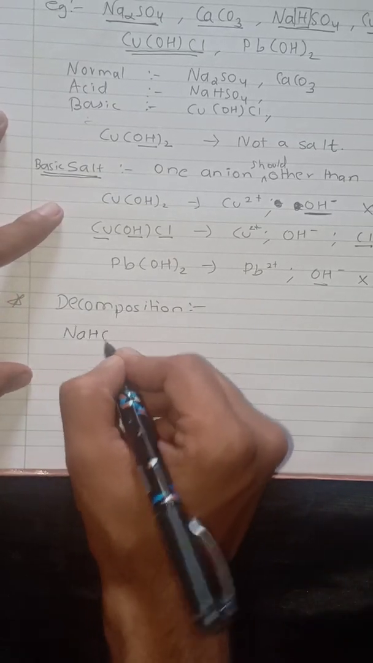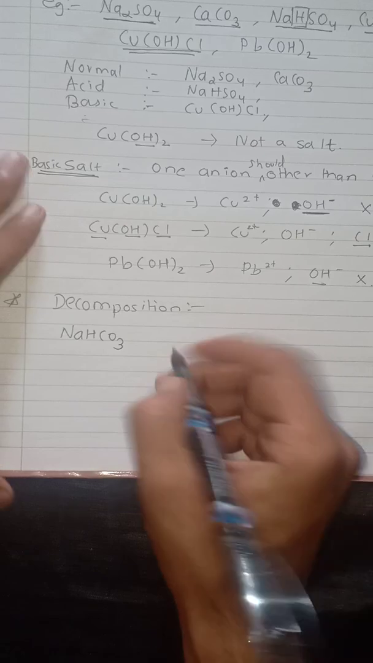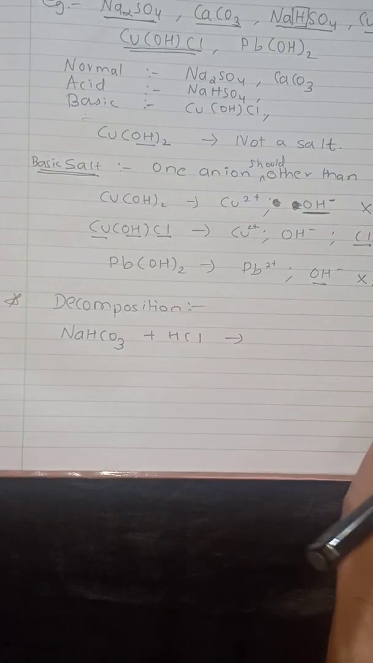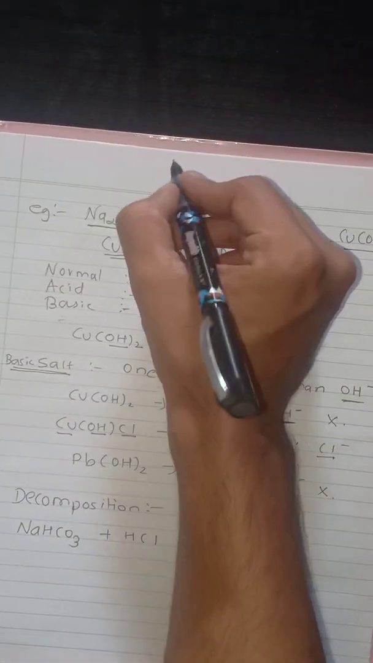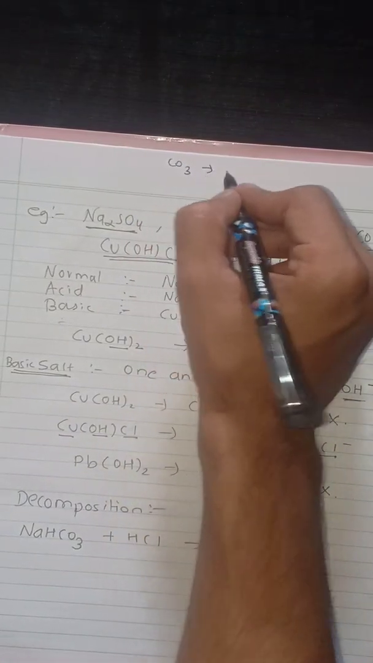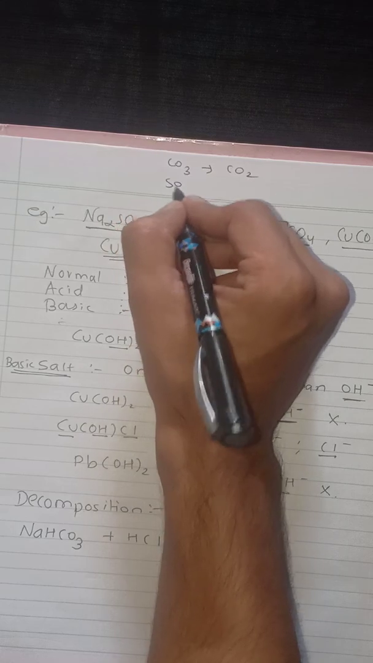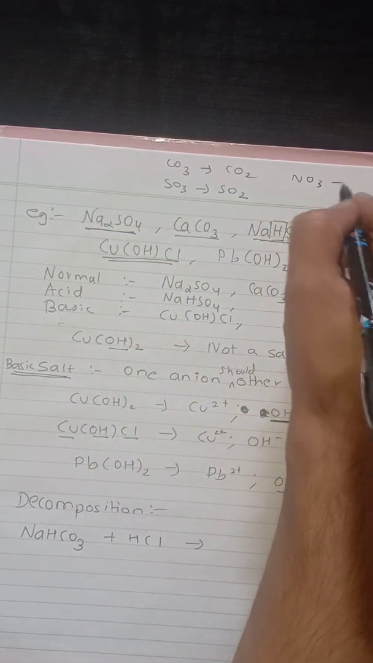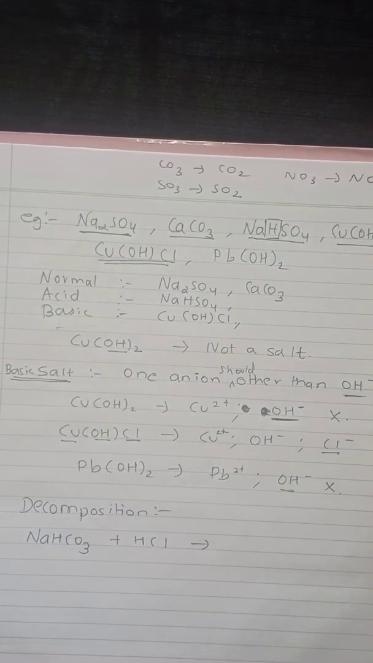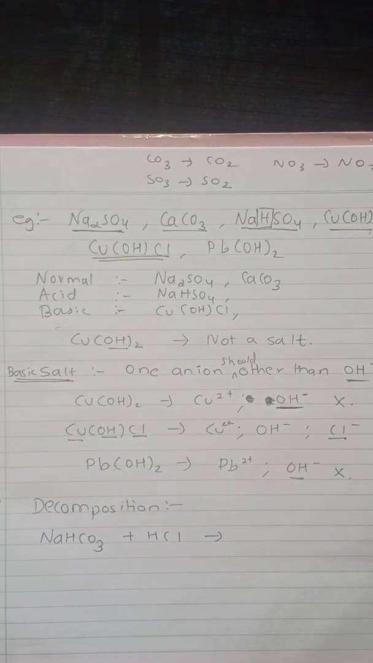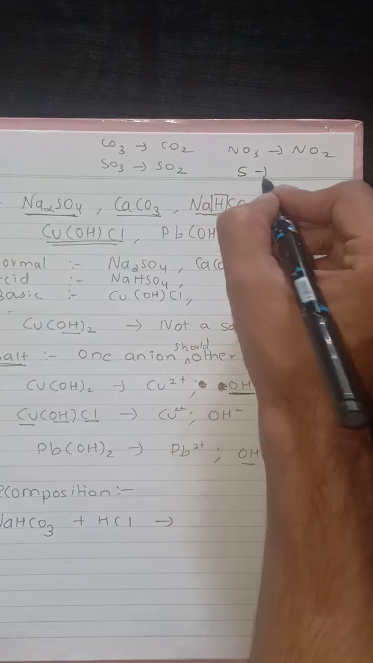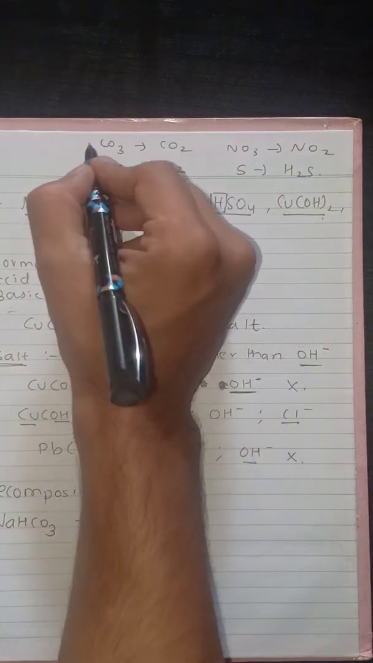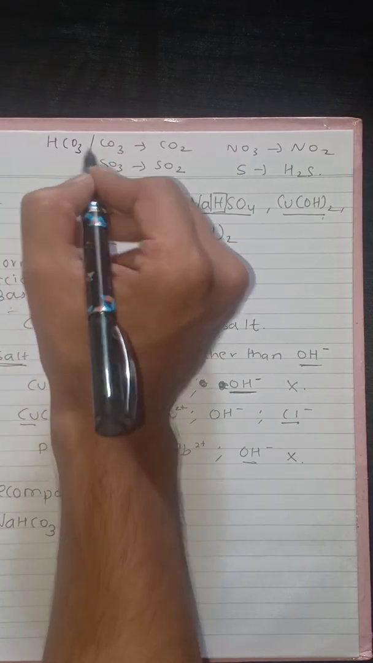See, if I take a salt and make it react with HCl, the logic says, if it's a CO3, it should release CO2. If it is SO3, it should release SO2. If it is NO3, it should release NO2. And if it is a sulfide, it would release H2S gas. Carbonate and HCO3 are the same.